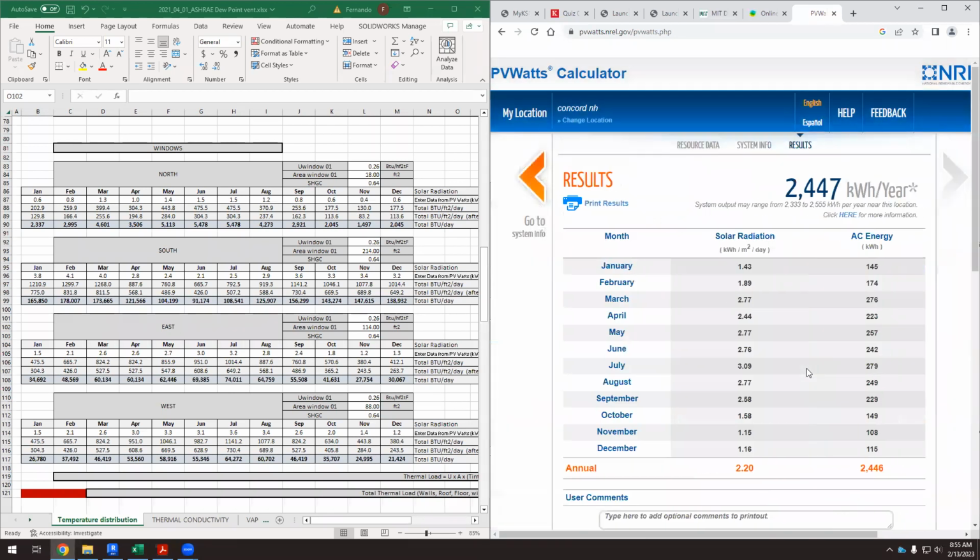And I go back to results. And now I type all these values: 1.4, 1.9, 2, 3, 7, 8, and 1.2.